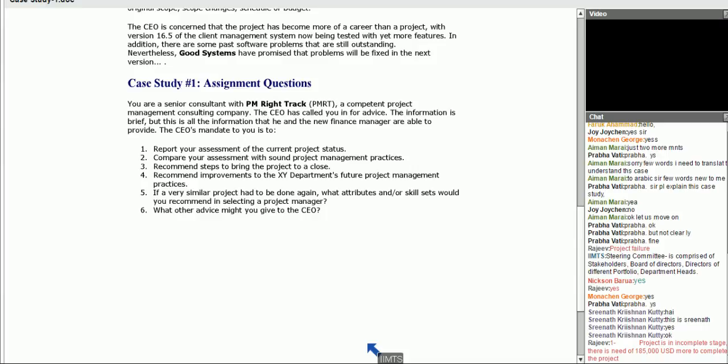I want everybody in the class to write your answers for all the 6 questions. Whatever thoughts you have, just share your views. I want everybody of you to participate. Rajiv, Prabha, Ayman, Monachin, Sanabar, Sheikh, Ashwin, Nixon, Farooq. I want everybody to participate.